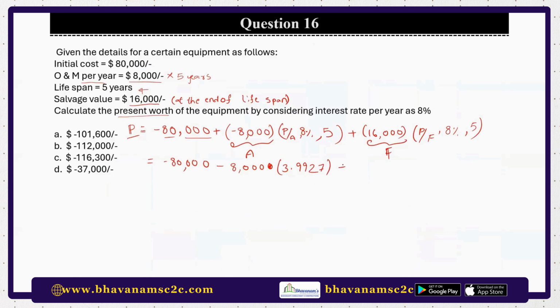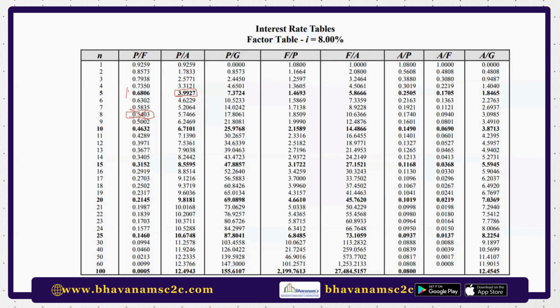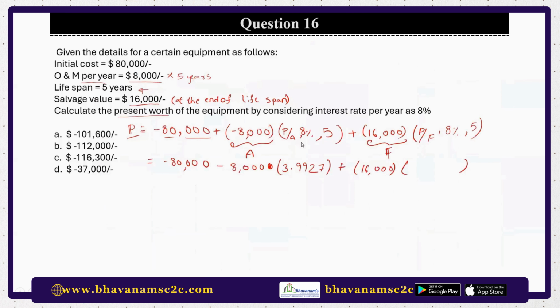Let me pick the right value in order to check this. Then 0.6806 is our factor. So do not confuse yourself while going through the table. Pay attention to the detail while choosing it. Okay. Don't be in a rush when you're dealing with tables. 0.6806. Okay.